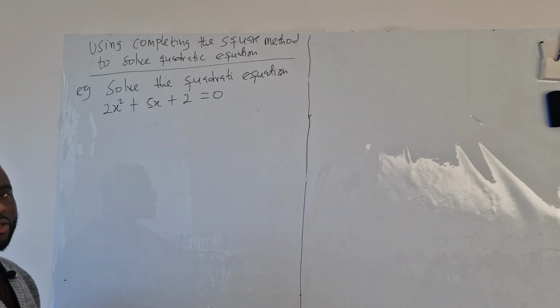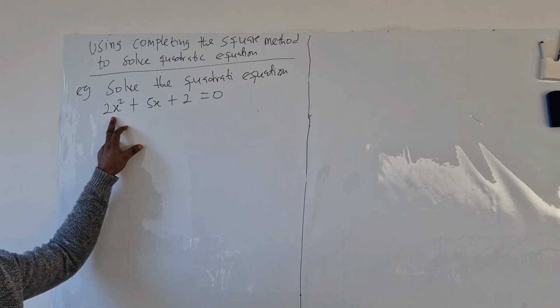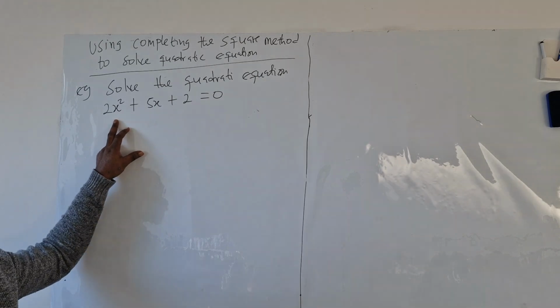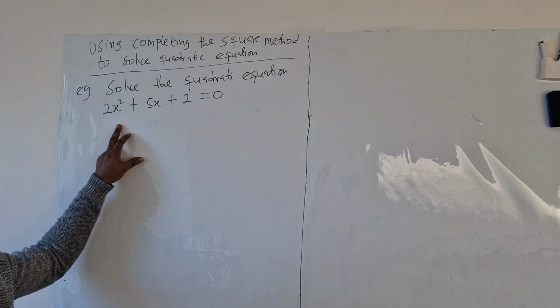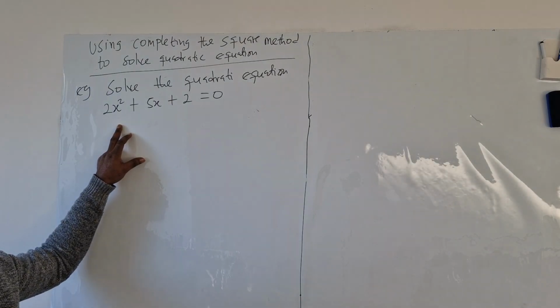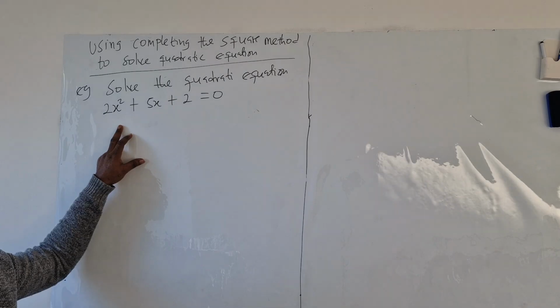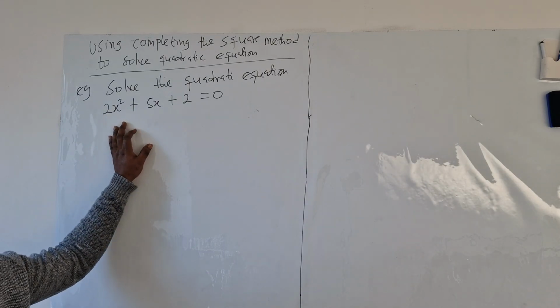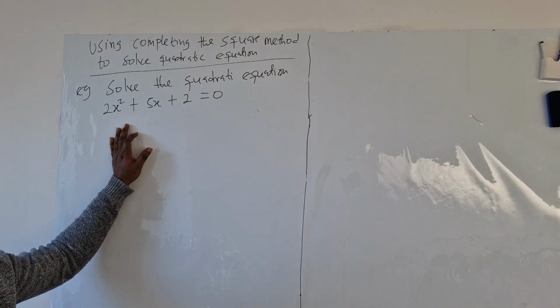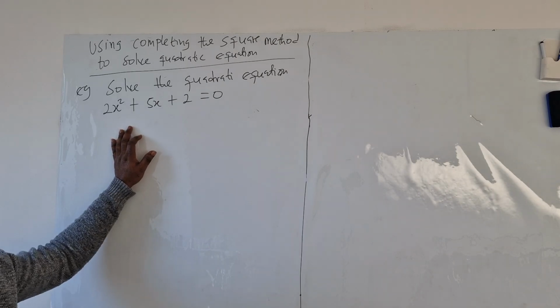In using this method to solve a quadratic equation, the first thing to do is to make sure that the coefficient of x squared is 1. If the coefficient of x squared is not 1, you have to make it 1 by dividing each term by the coefficient of x squared.